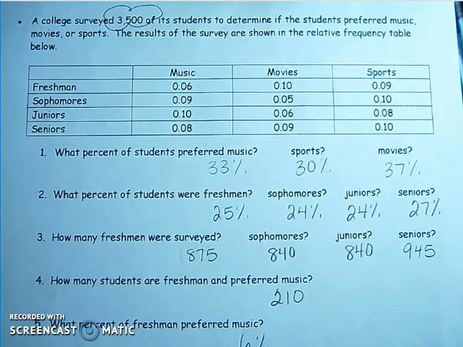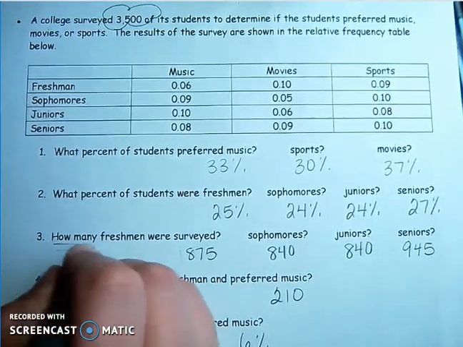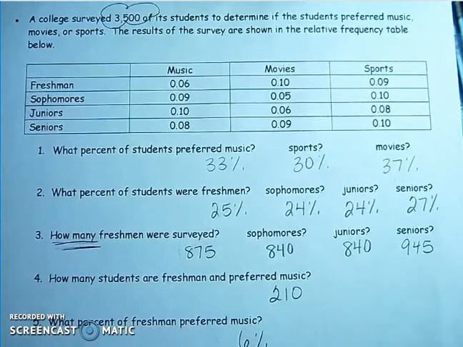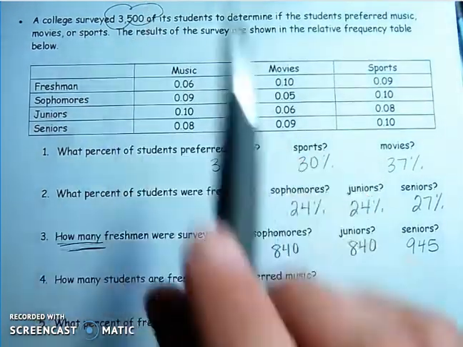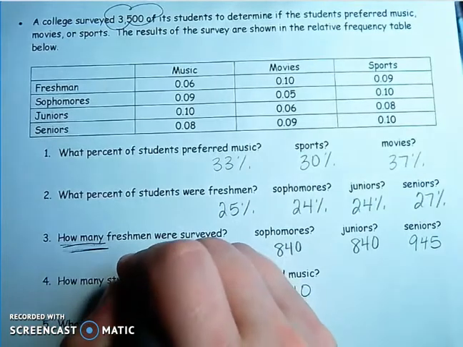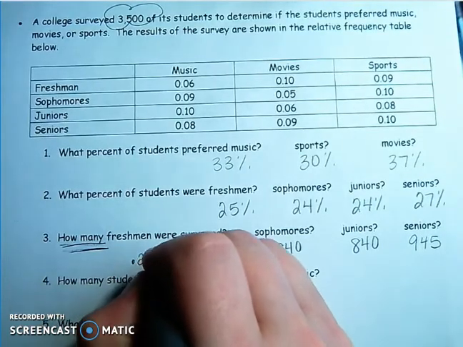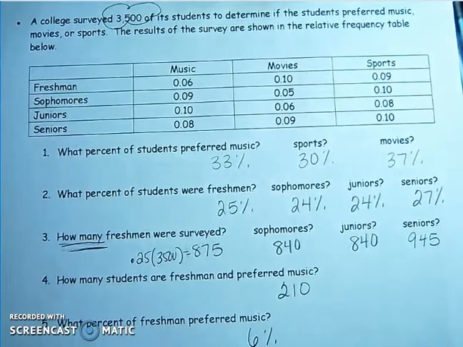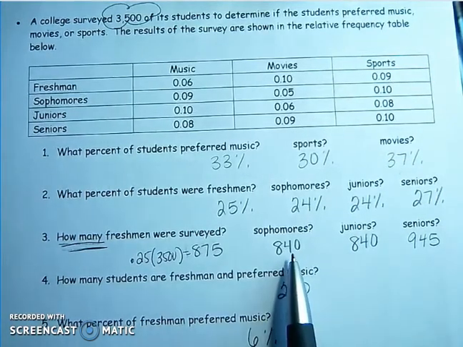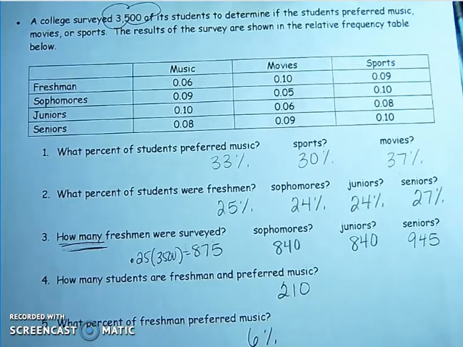Question 3 says how many freshmen were surveyed. Anytime it says how many, that means you have to have a whole number. You can't have a decimal or percent of a person. So what we do is we take our freshman percent and multiply it by our total. So this number came from 0.25 times 3,500, which gives us 875. The same technique is used to find out how many sophomores, juniors, and seniors there are.